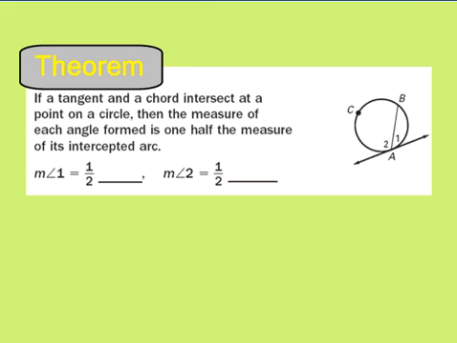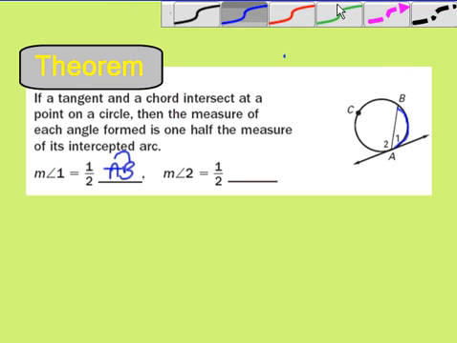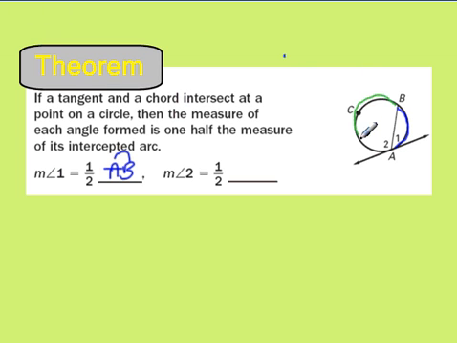And the first one that we have has to do with tangents and chords. So if you have a tangent, like this one, and a chord that intersect, then they're going to form two different angles. And the measure of these angles is going to be 1/2 the measure of the intercepted arc. So here, angle 1 is going to be half the measure of arc AB. And as for angle 2, angle 2's measure is going to be half the measure of its intercepted arc. So it's going to be half the measure of arc BCA.